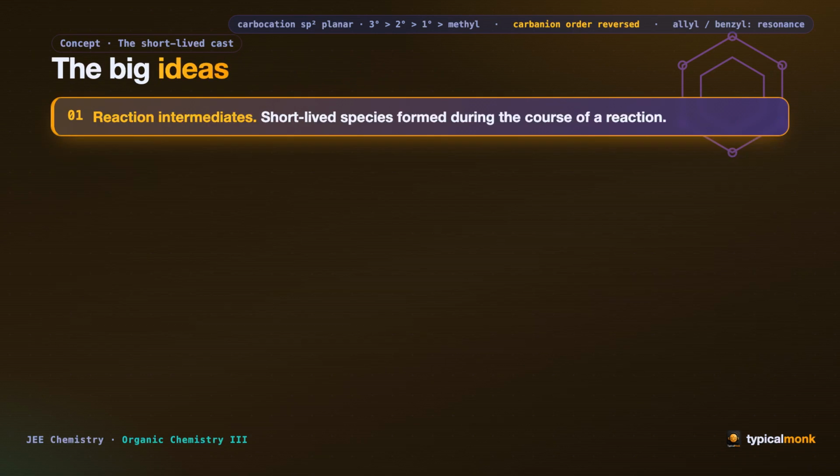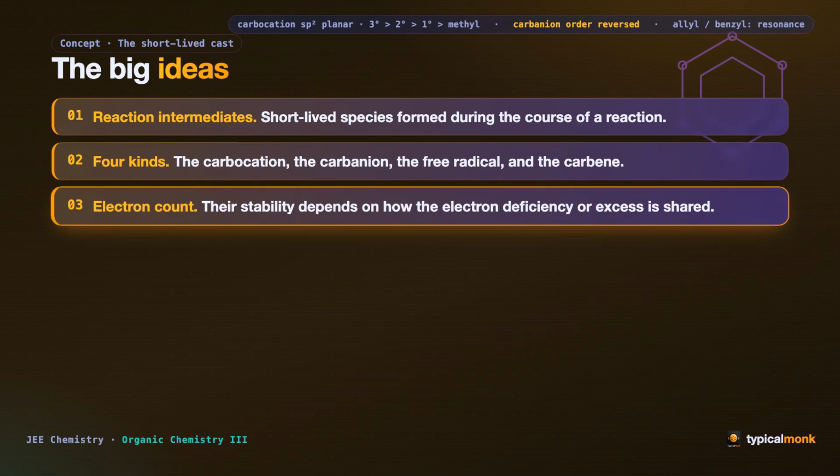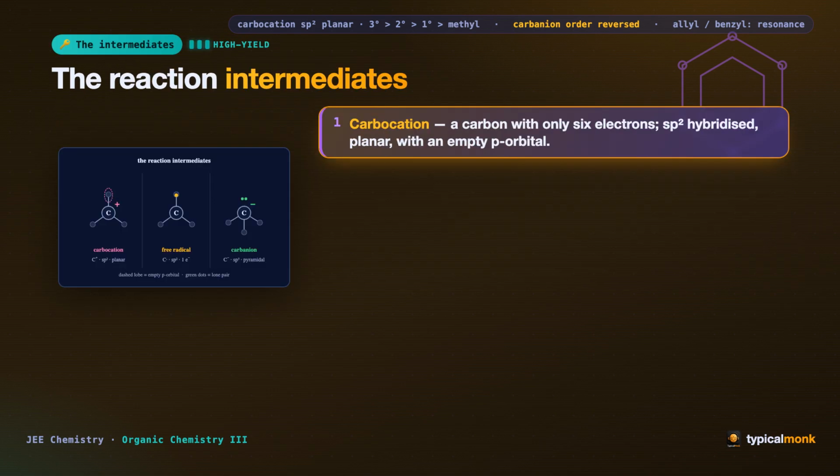Let us set the foundation. Reaction intermediates. These are short-lived species formed during the course of a reaction. 4 kinds: the carbocation, the carbanion, the free radical, and the carbene. Their stability depends on how the electron deficiency or the excess is shared out. Master line: stabilize the intermediate and you control the reaction's path and its speed. Now look at the picture.